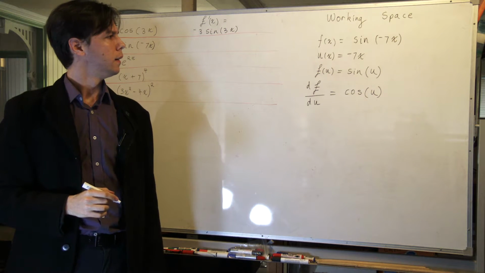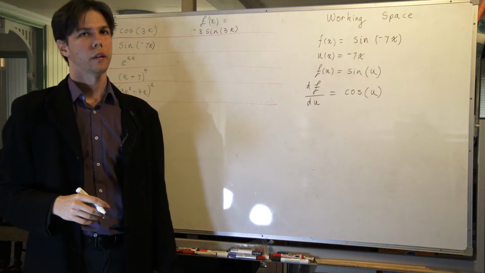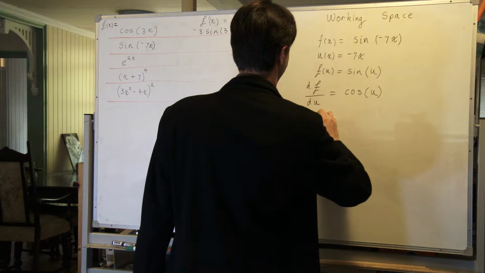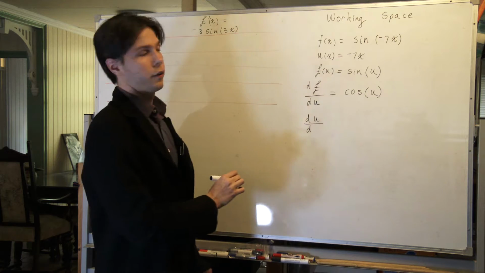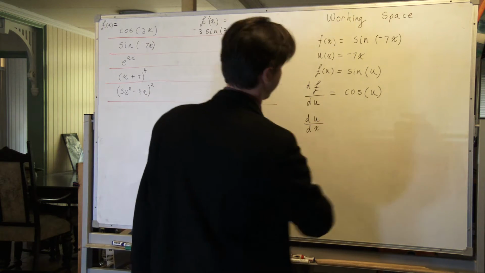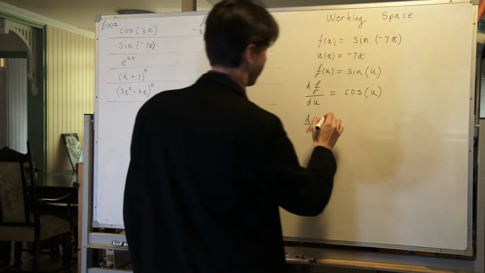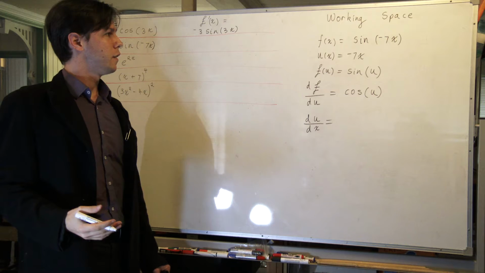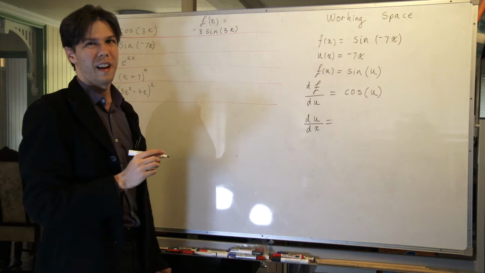So that kind of helps us, but doesn't get us all the way. We also have to find the derivative of u with respect to x, since u depends on x. So we're just taking the derivative of negative 7x with respect to x.